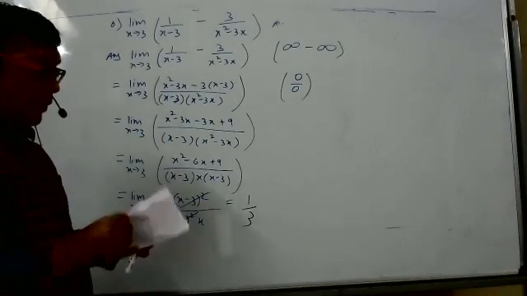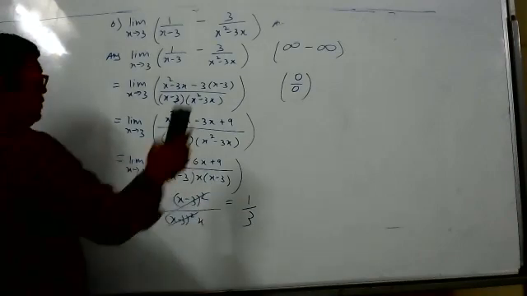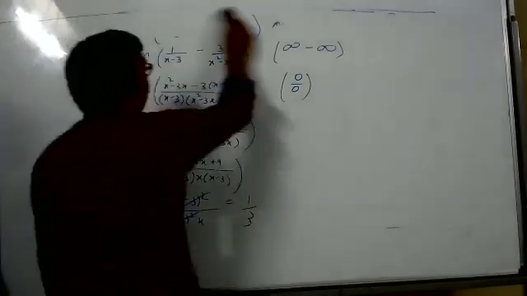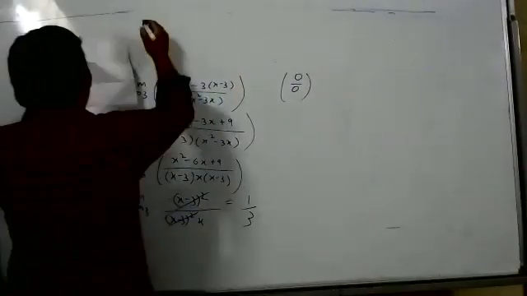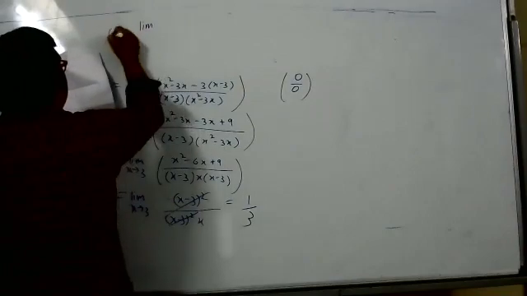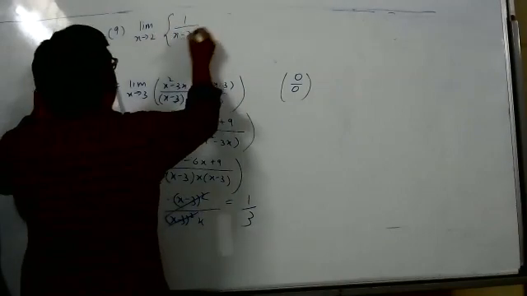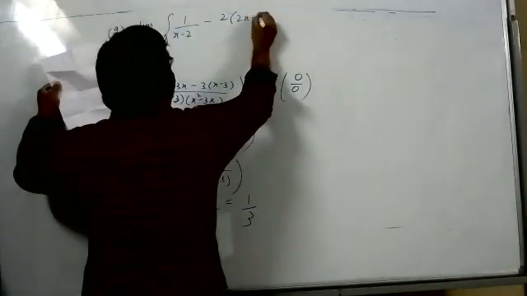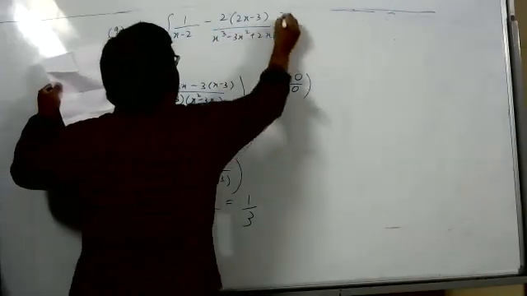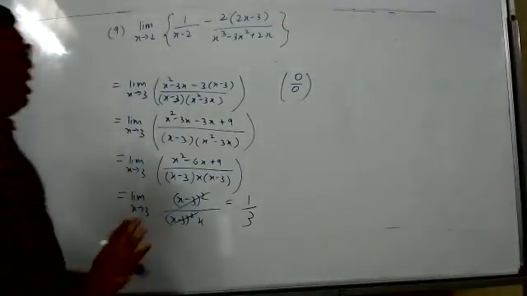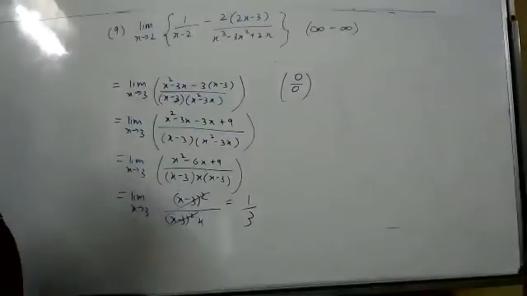Now, as Bhushan told me that I should do the 9th sum. Shall I erase the board? 9th sum, and then we will do trigonometry. I think it is the last sum for today in limits. Limit x tends to 2 of 1 by x minus 2 minus 2x minus 3 by x cube minus 3x square plus 2x. In the place of x you put 2, definitely you will get infinity minus infinity form. We have to change it to 0 by 0 or infinity by infinity.